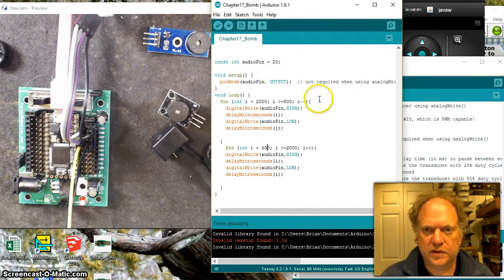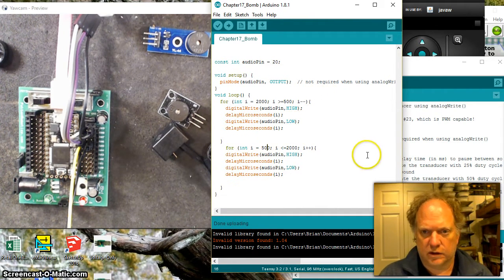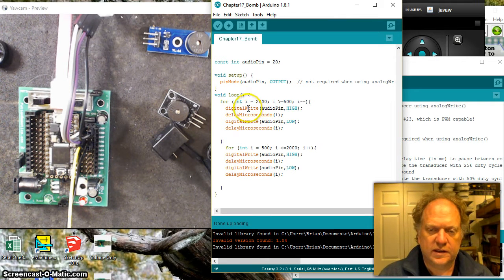Okay, so here I have another piece of code that does not use analogWrite, but it uses digitalWrite. In this particular case, I'm going to create my pulses, high and low, and I'm actually going to separate them by microseconds, because we need to make this thing move pretty quick.